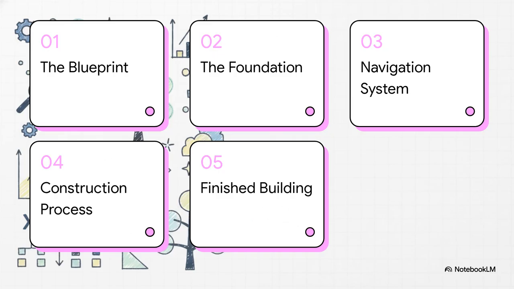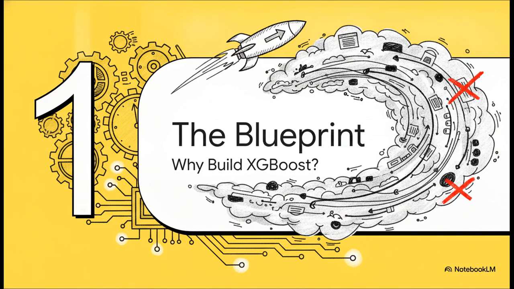To really grasp this evolution, we're going to follow a pretty clear roadmap today. First up, the blueprint. Second, the foundation. Third, the navigation system. Fourth, the construction process. And finally, the finished building. Okay, let's jump right into section 1, the blueprint.